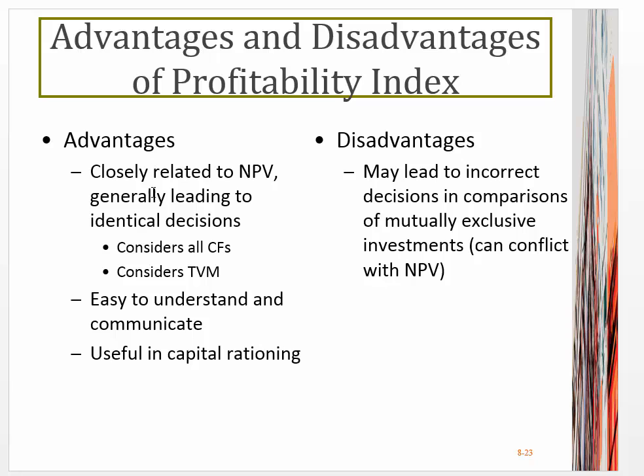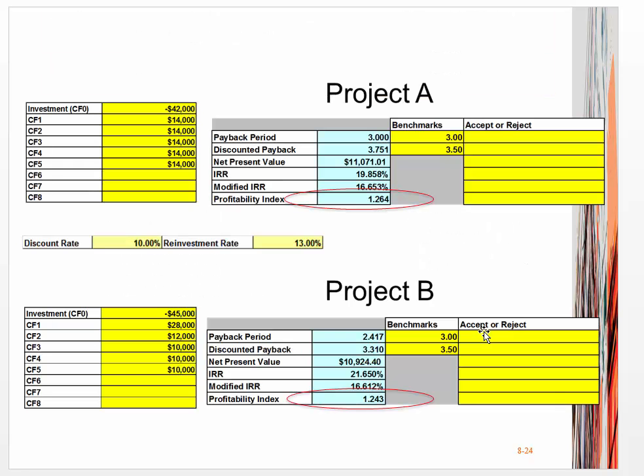So the advantages, it's closely related to NPV. It's easy to understand, communicate. It's very useful in capital rationing if you have to make decisions between one or two investments. And essentially, as I mentioned, the downside is, it has some issues with rankings, that it may conflict with the way net present value ranks the values and the wealth creation of projects.